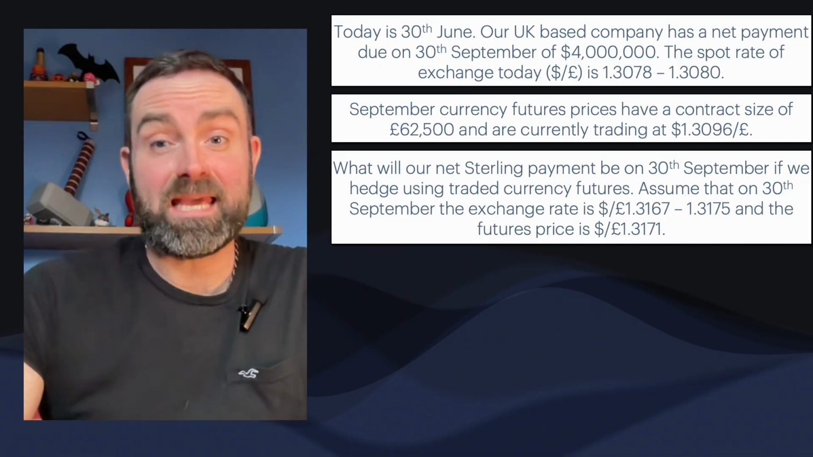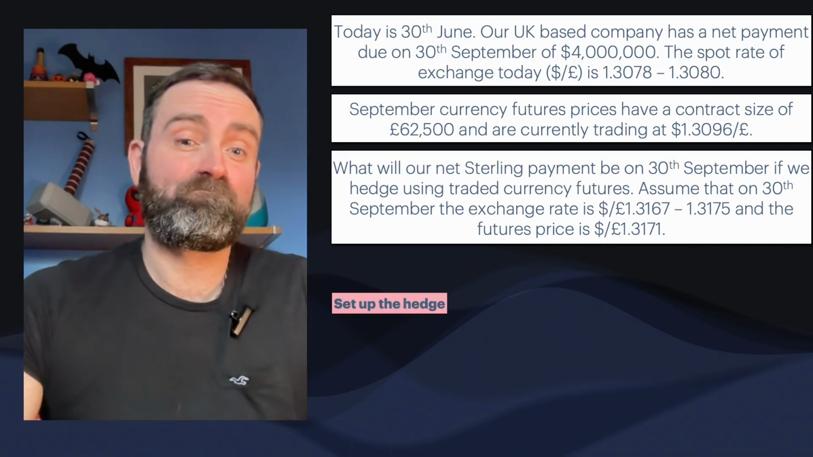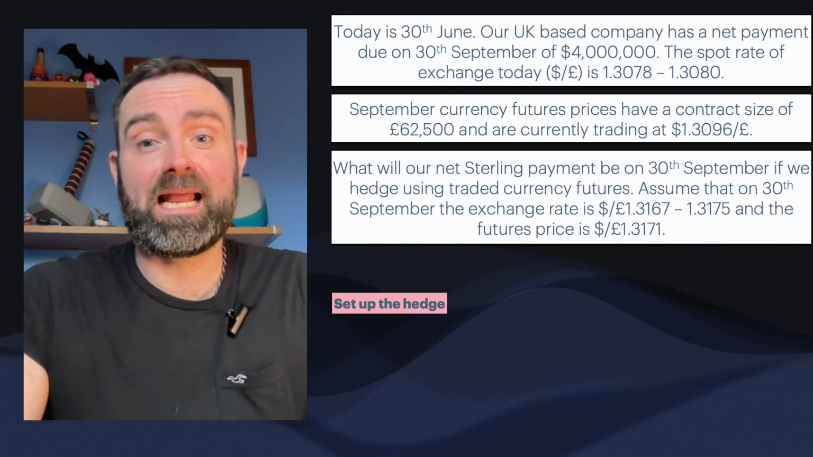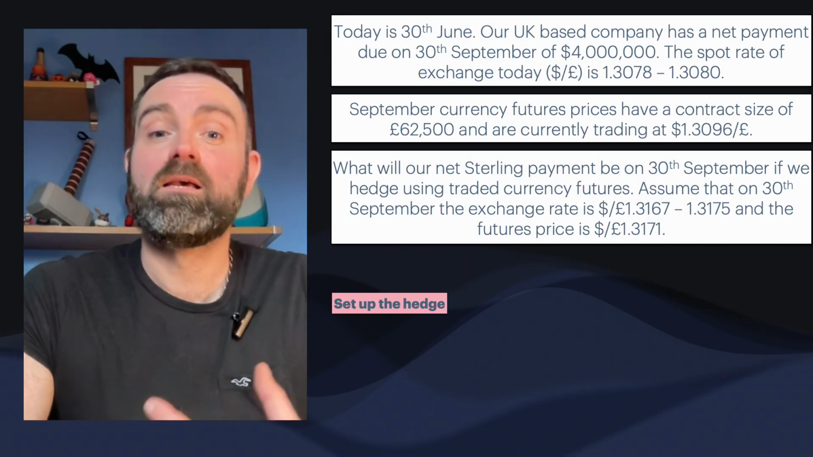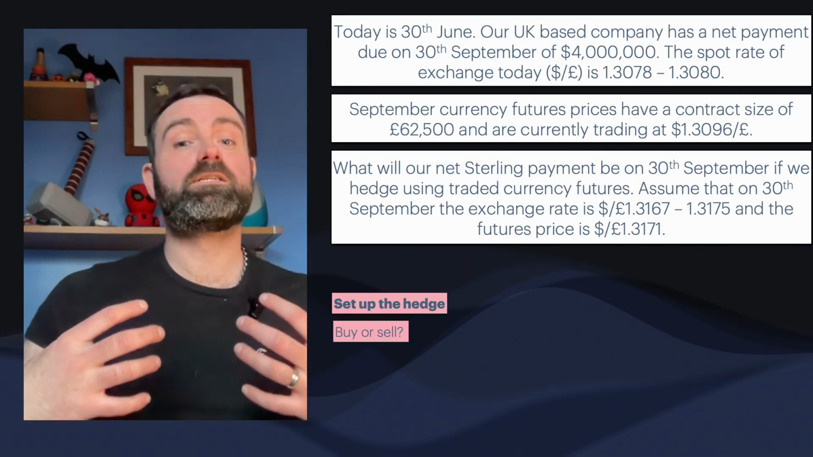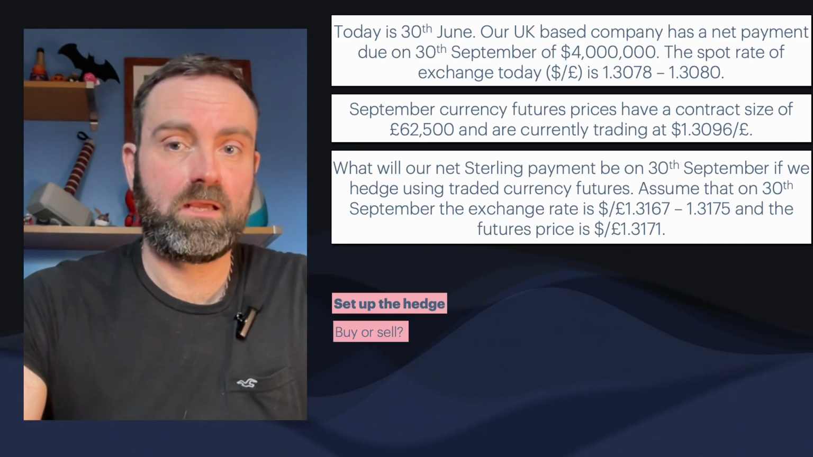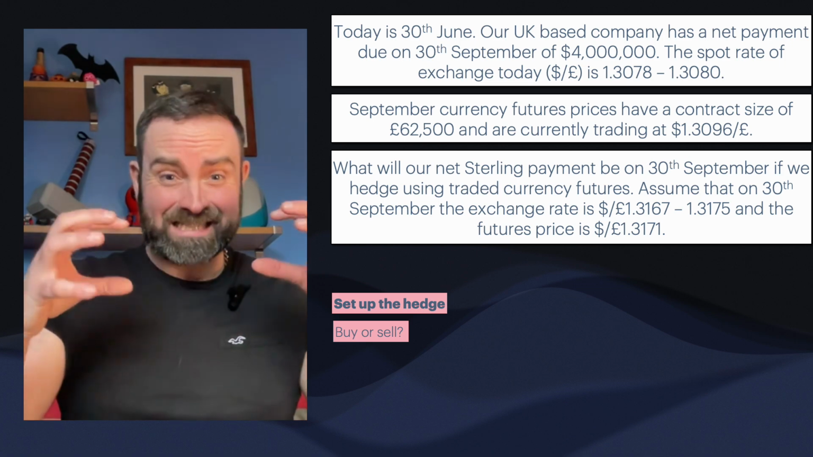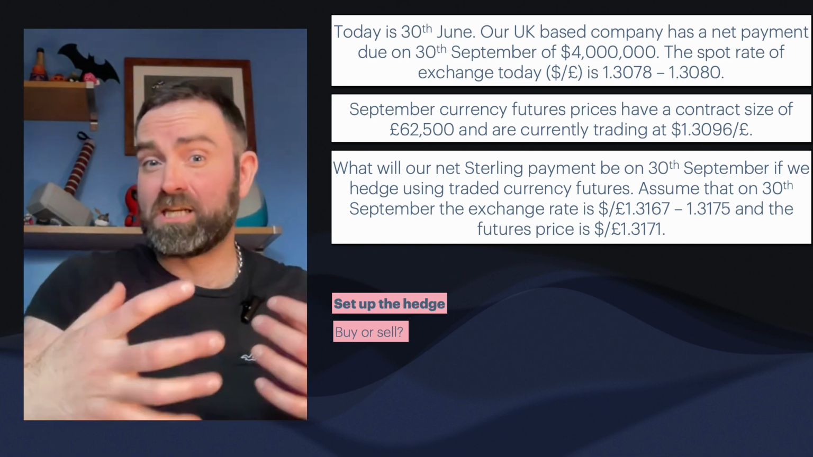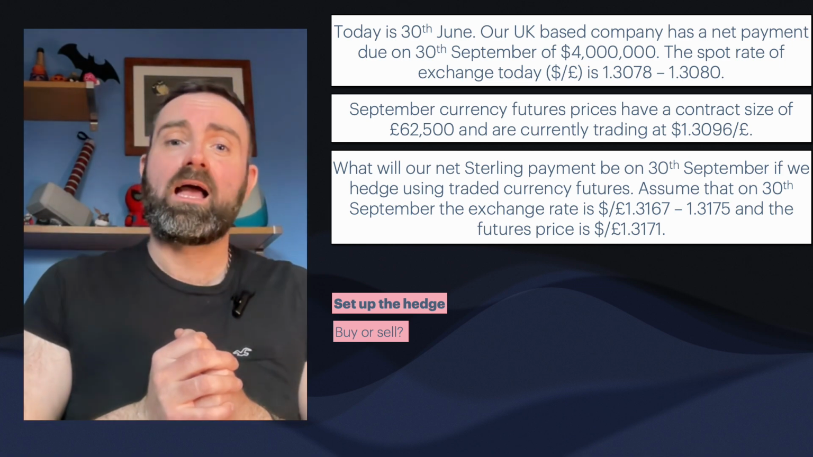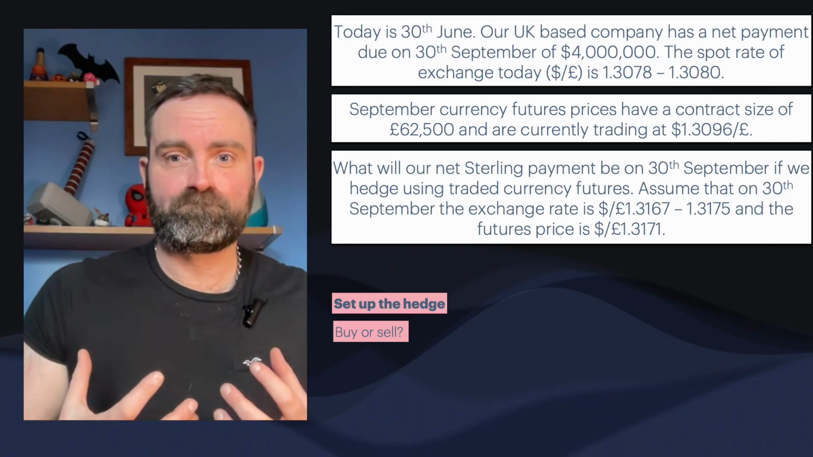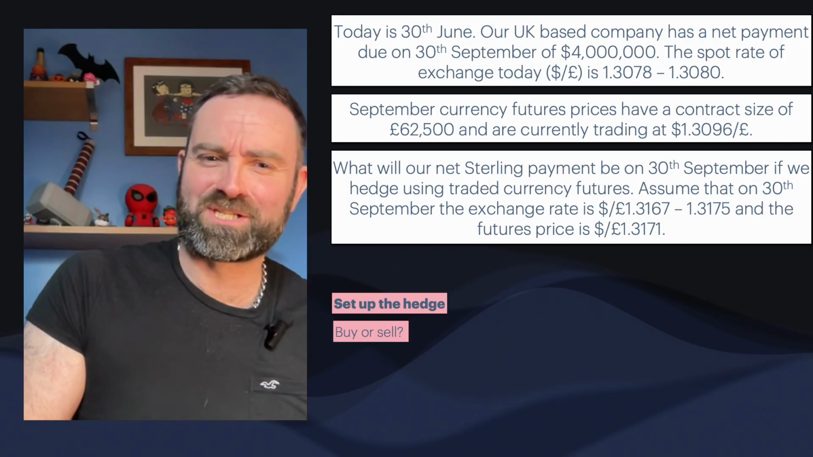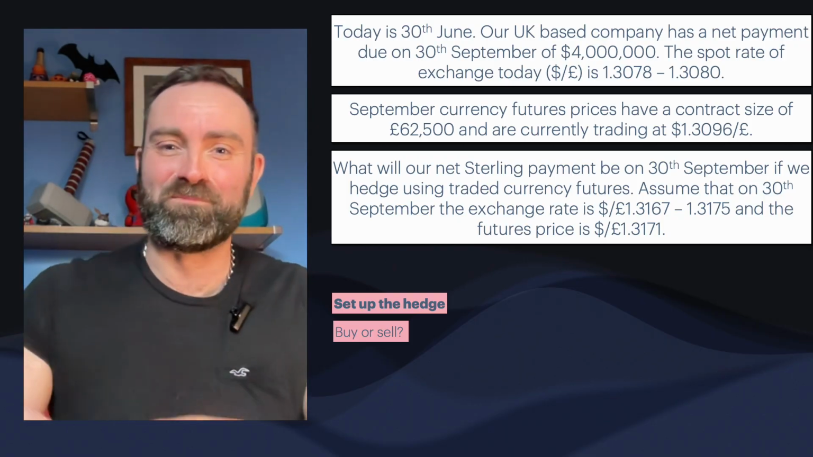The first big step is to set up the hedge. Now, there are 4 things that you need to identify and note down before you start the calculation of the hedge itself. First up, you need to decide if you're going to buy or sell. When hedging with futures, we need to buy or sell them today, the date you decide to do the hedging. So in this case, June the 30th, to start the hedge off. But the question is, do we need to buy them on the 30th of June to start this off, or do we need to sell them on the 30th of June?